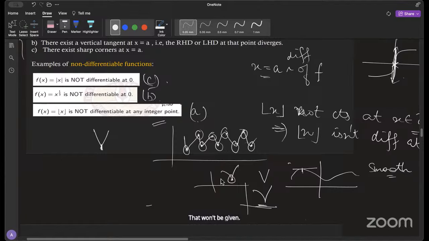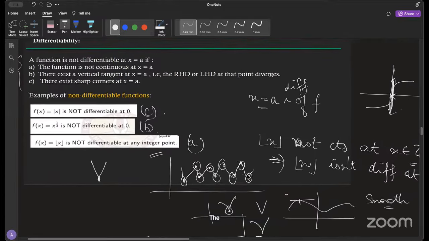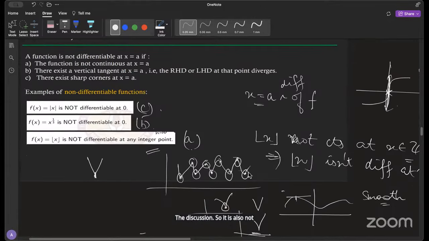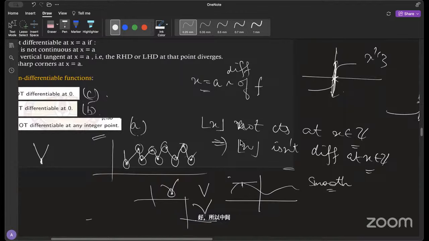Okay, thank you. And in the case of the differentiable and the continuous thing that you mentioned in the discussion, so it is also not differentiable at integers when it is not continuous there. So yes, for a function that is not an integer function, at integers it's not differentiable because it's not continuous there. So any function which is not continuous at point A is also not differentiable at that point.